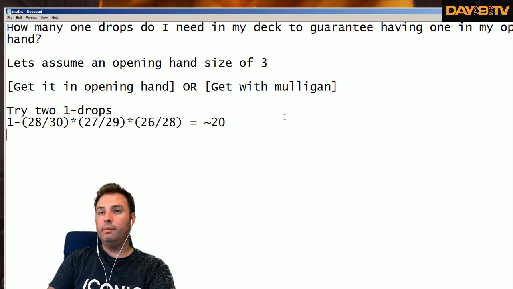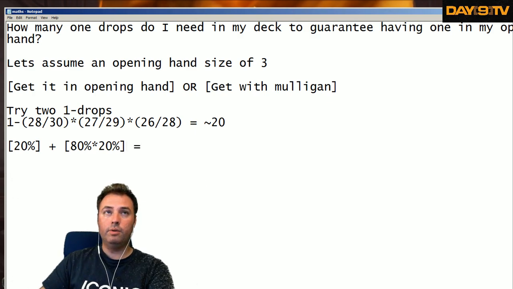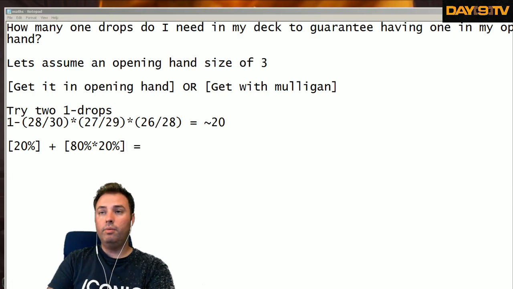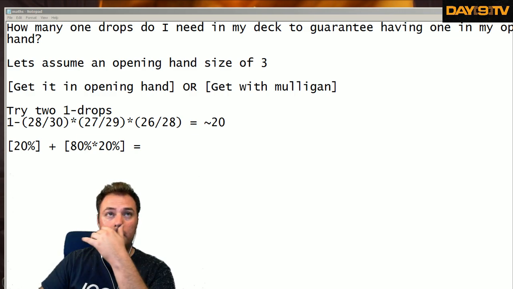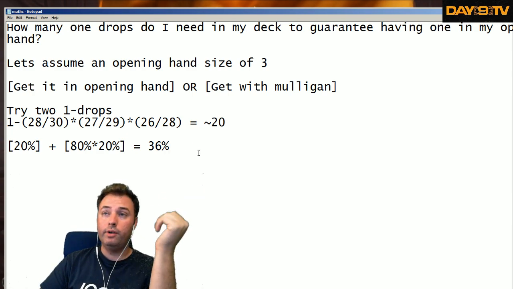So if we try 2 drops, this means it's 20% plus another 80% of the time you're also shooting for another 20% shot, which is 0.2 times 0.8 times 0.2. I'm going to do this fast because I'm way overboard. So if you're hard mulliganing for 1-drops, right?